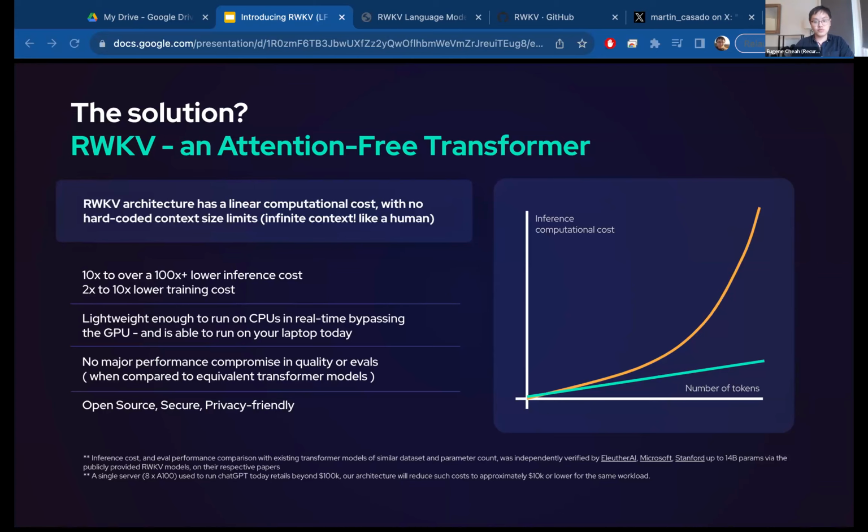And your mobile phone can easily run 3B to 1.5B today. But I think more importantly, despite it being a completely new architecture, it has no major performance compromise in quality or evals. It performs the same as Transformer. So the gotcha is, with the same data set. And finally, once again, it's fully open source.